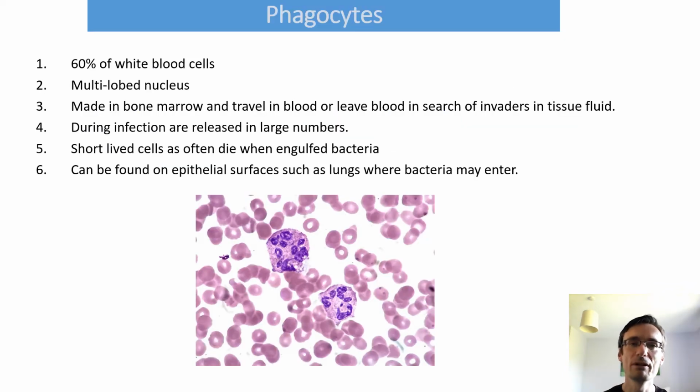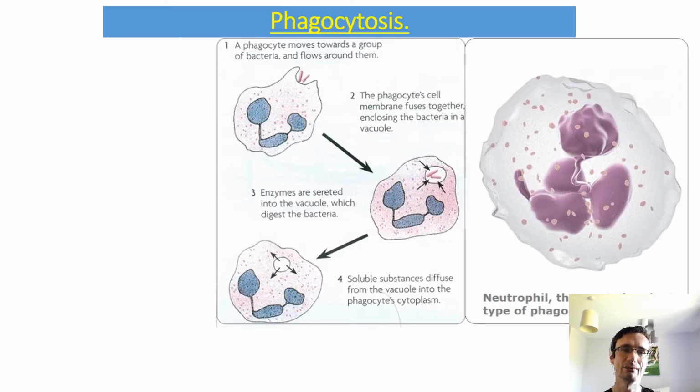Start off with, we're looking at phagocytes, which are part of the non-specific immune response, and they make up about 60% of your white blood cells. They've got a multi-lobed nucleus, and they're made in the bone marrow, and then they go into your tissue fluid and around your blood to find invaders. They don't live that long because they are short-lived, and they become antigen-presenting cells. They're found a lot on the epithelial surfaces, such as your lungs, which is a weaker area for bacteria to enter.